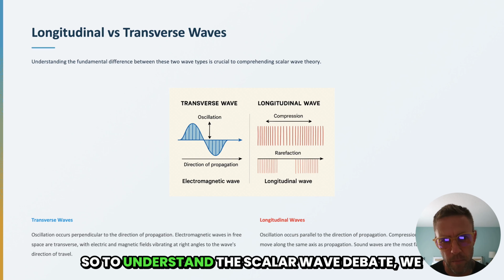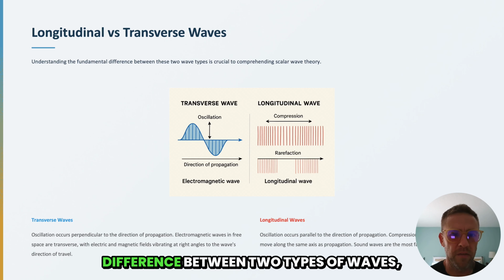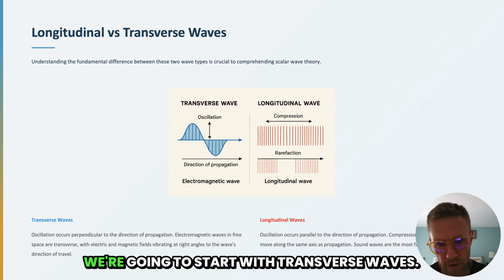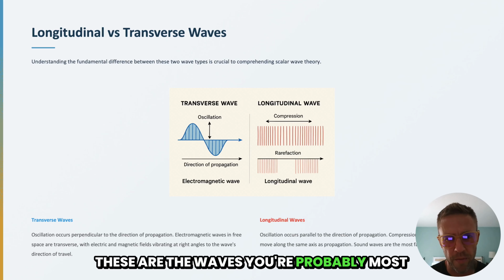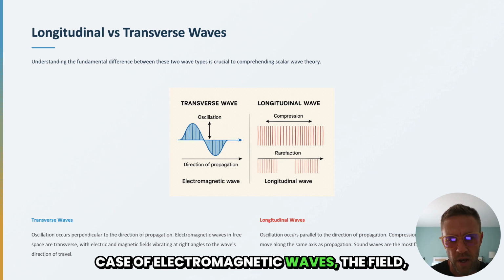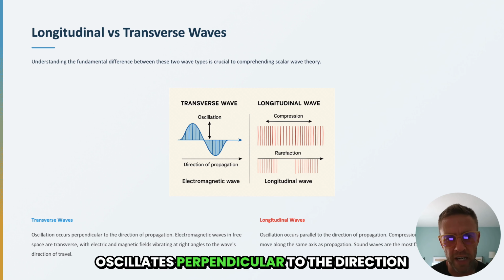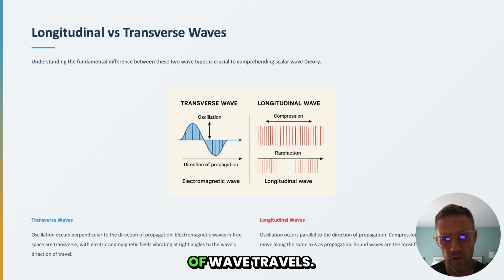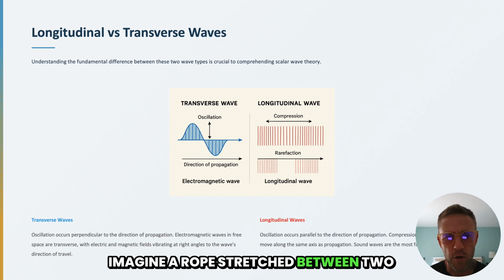So to understand the scalar wave debate, we need to understand the fundamental difference between two types of waves, longitudinal and transverse waves. We're going to start with transverse waves. These are the waves you're probably most familiar with. In a transverse wave, the medium, or in the case of electromagnetic waves, the field, oscillates perpendicular to the direction the wave travels. Imagine a rope stretched between 2 points.